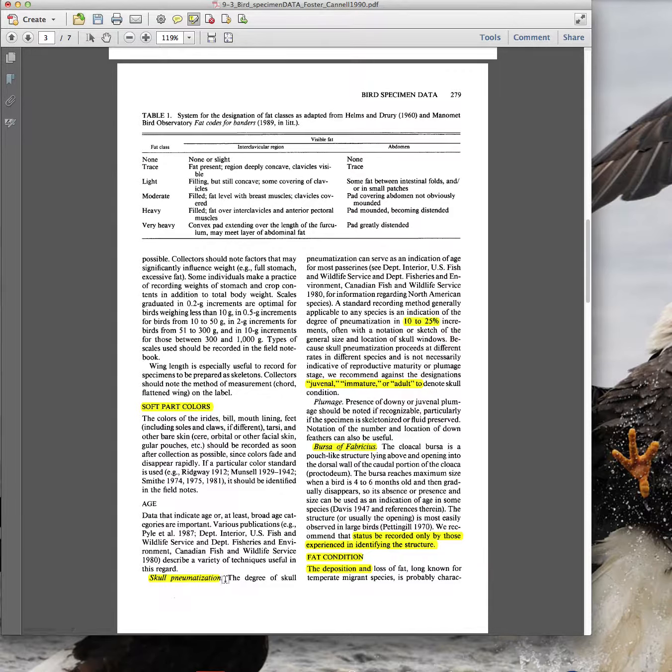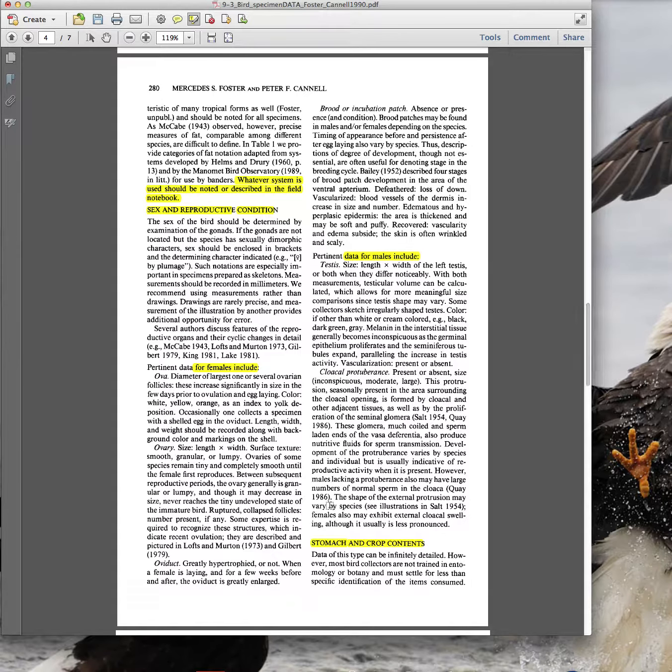Skull pneumatization. This is calcification that happens as an individual ages. Don't worry too much about it, but know that they want you to use the percentage, not a larger category. Don't worry about what a colloquial bursa is; only experts really need to worry about that. We won't worry about it. They talk about fat deposition. Why is it important to note fat?